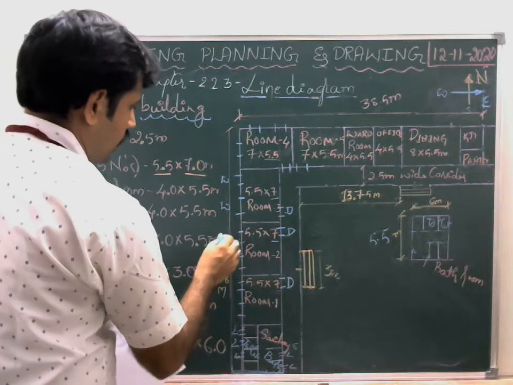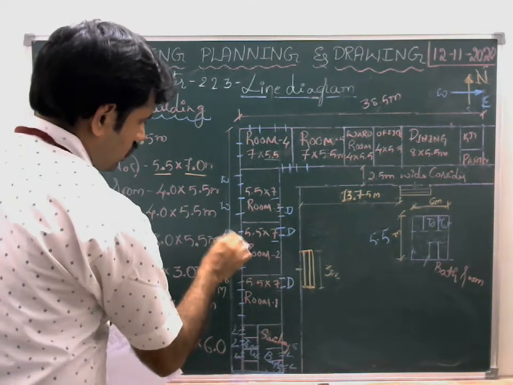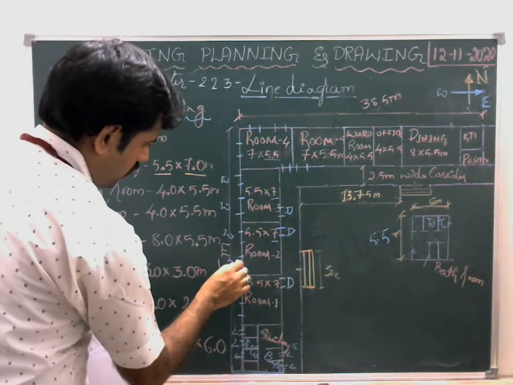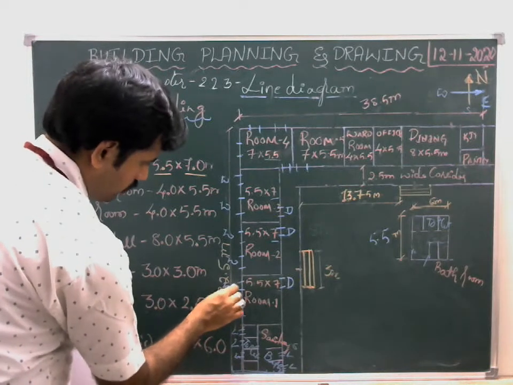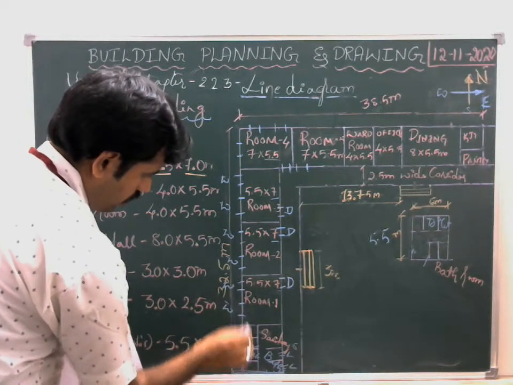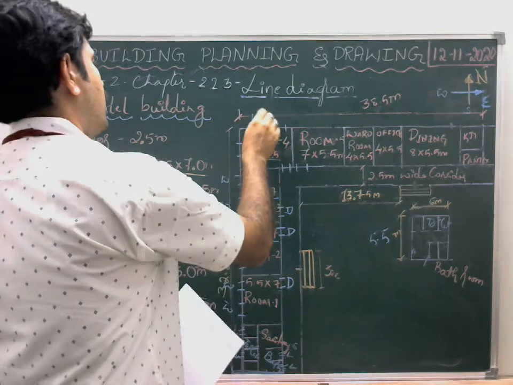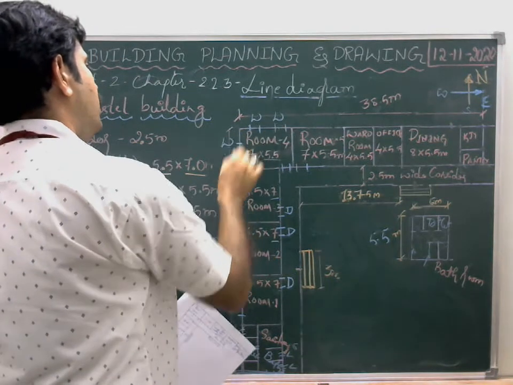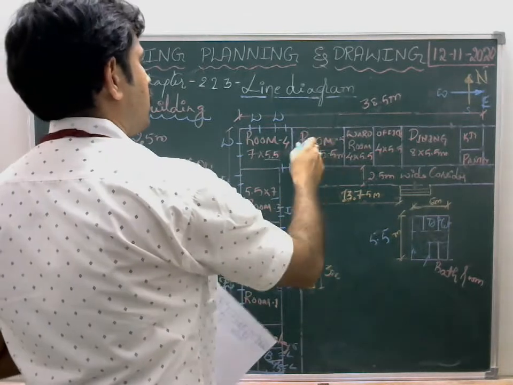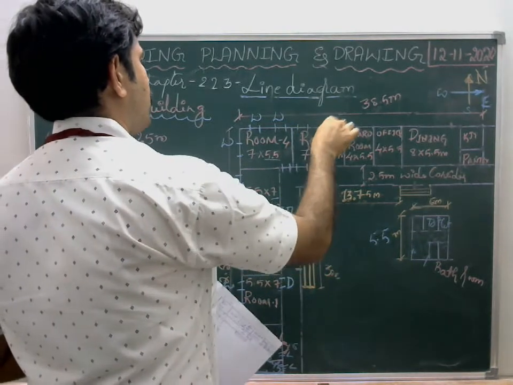W represents window. So this is also a window, and here also we have to provide. V represents ventilator. And here also windows are provided. And along 7 meters, once again, we are going to provide two windows.